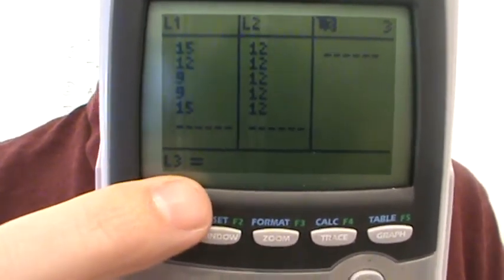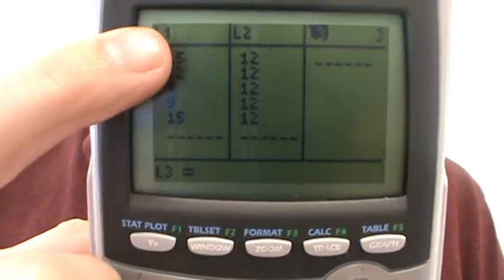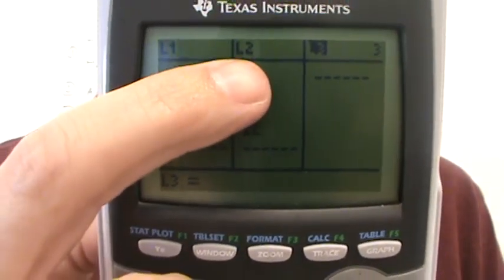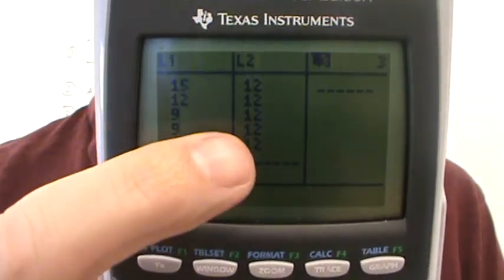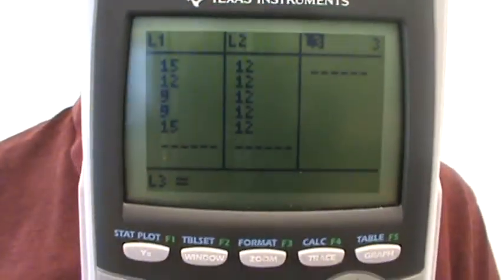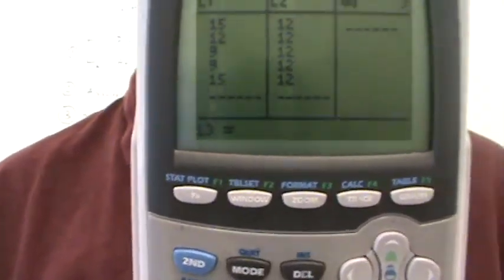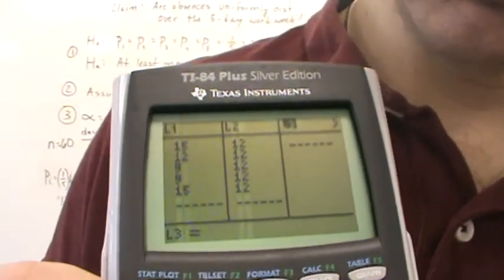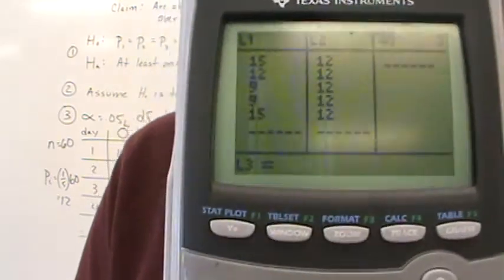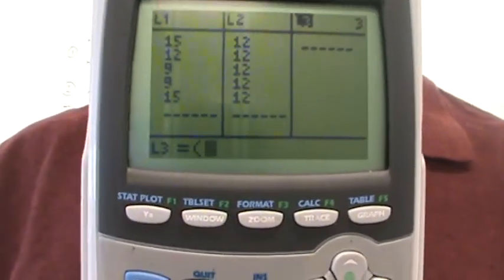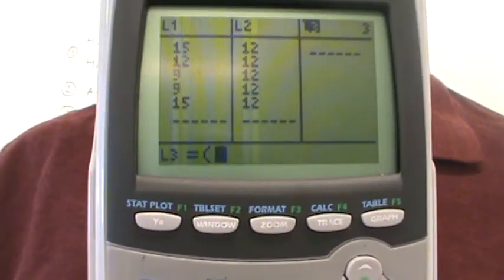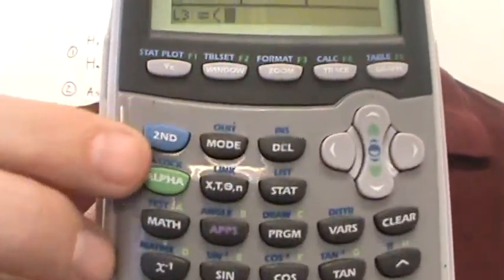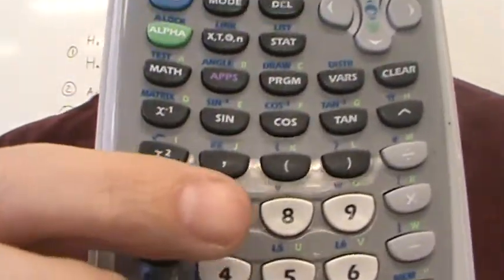So now I'm going to type in L1 minus L2 in parentheses and then square it and then divide by L2. Okay, so now I'm going to do parenthesis. So I'm going to try to do this here. Okay, so I'm going to do parenthesis, and then I'm going to do second 1.